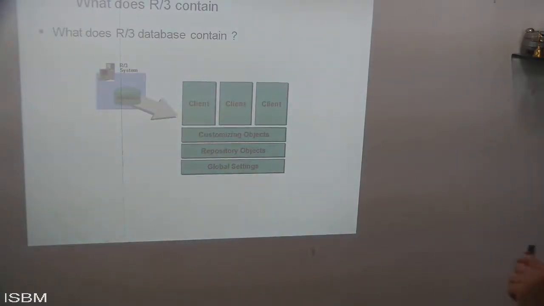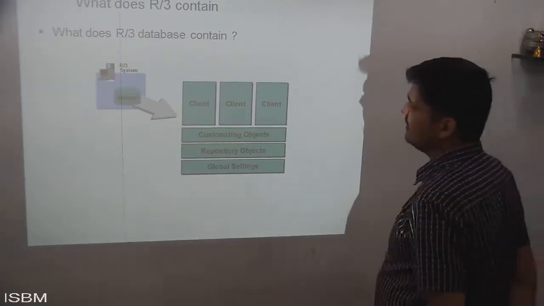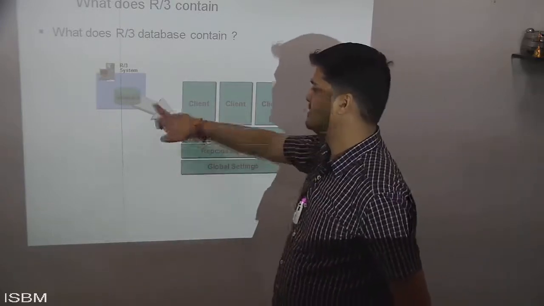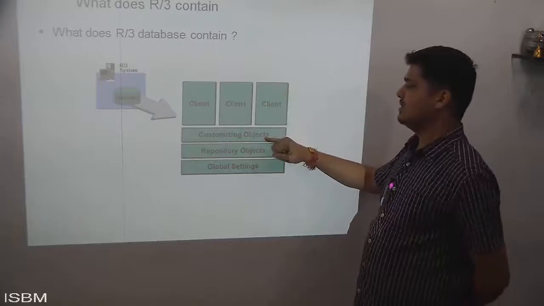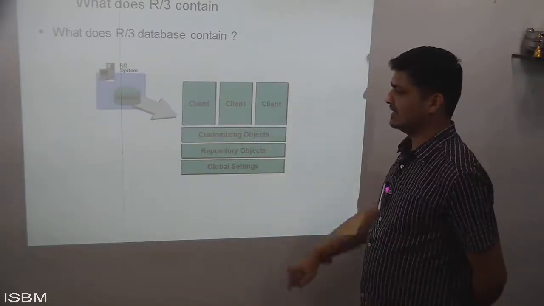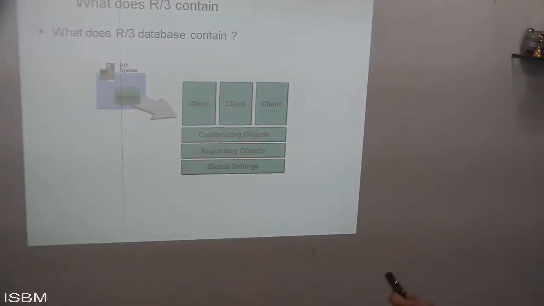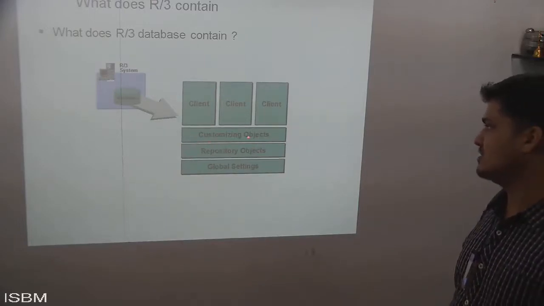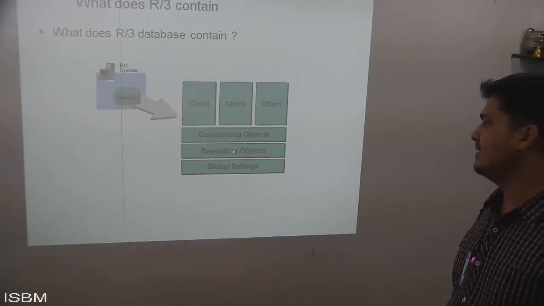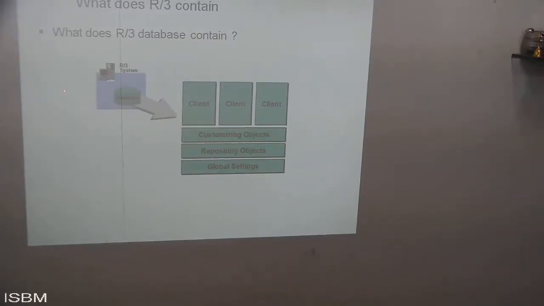What does the R3 database contain? What exactly does the R3 database contain? The R3 database, which is nothing but the real-time R3 system database, contains client information, customizing objects, repository objects, and global settings. The client is nothing but your client information, then customizing objects. Customizing, in the sense that if you want to make changes in any particular file or any memo or any sales order, whatever customizing you want to do, it will be stored in the R3 database system. Then if you are doing some repository object, it will be stored over here, and global settings are also stored over here.